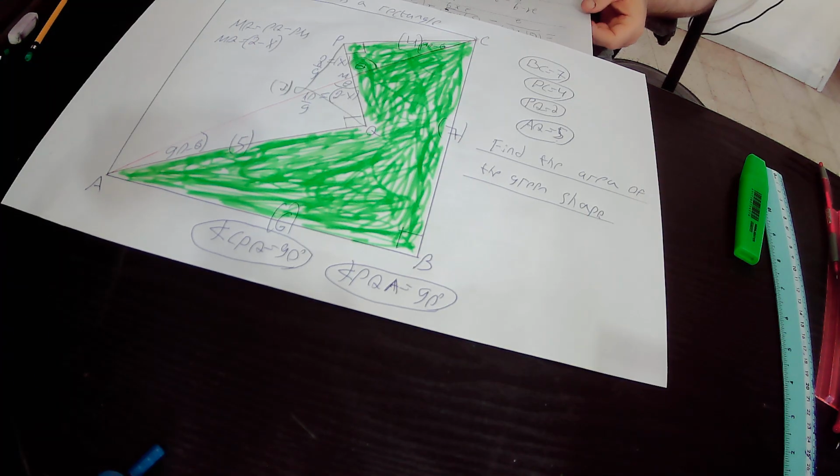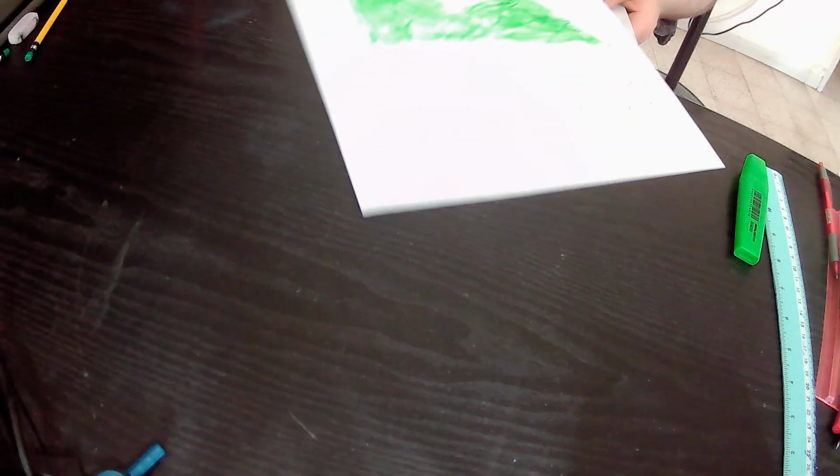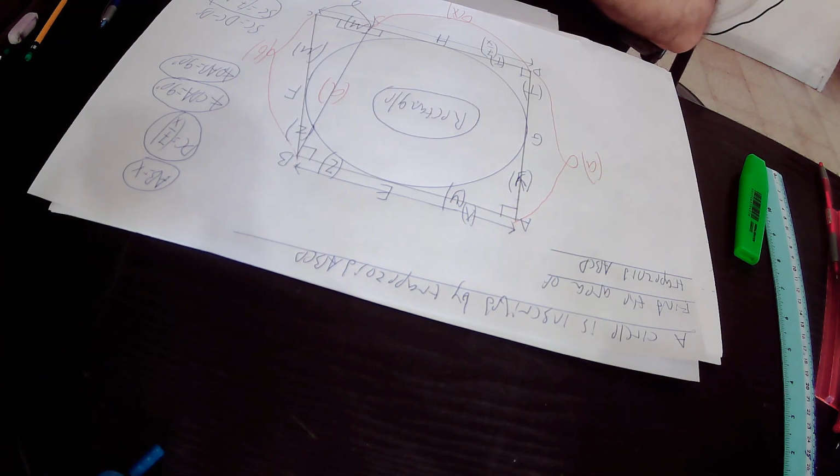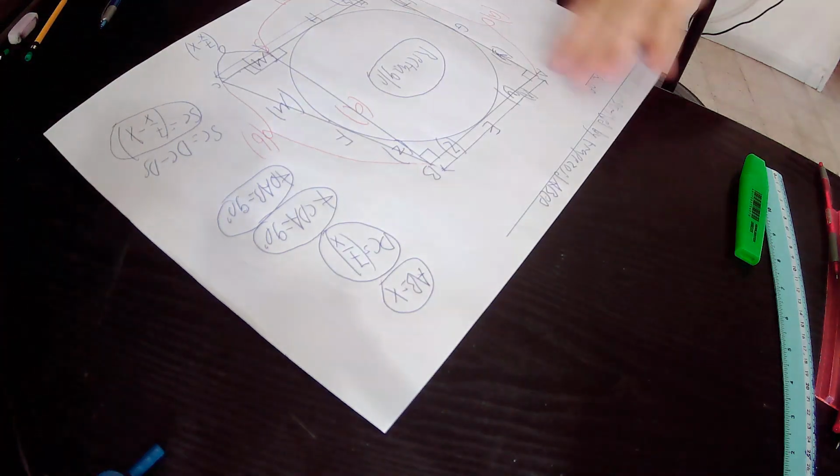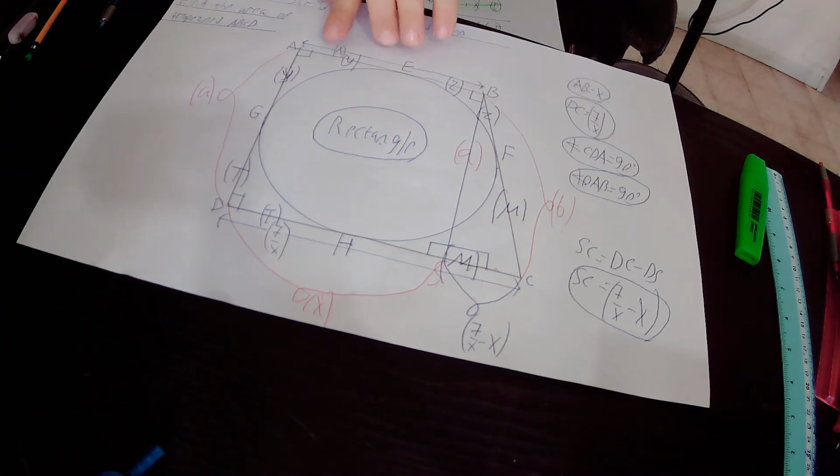So in the next step, I will summarize the lecture. We start with the first question. Our mission in the first question was to find the area of this trapezoid ABCD.